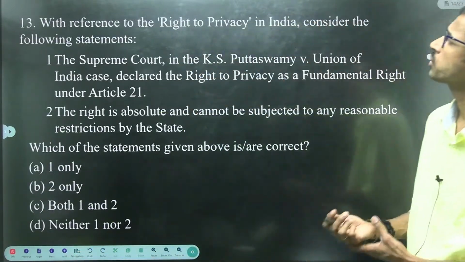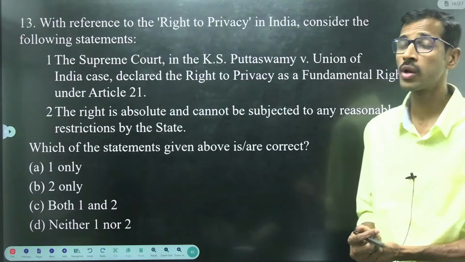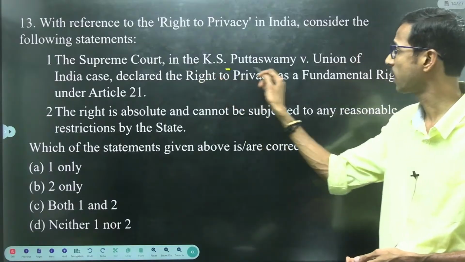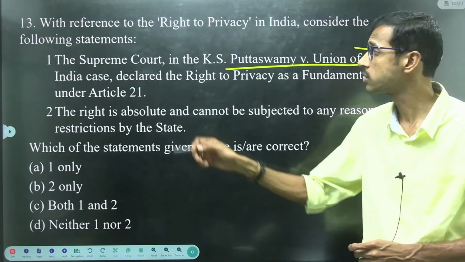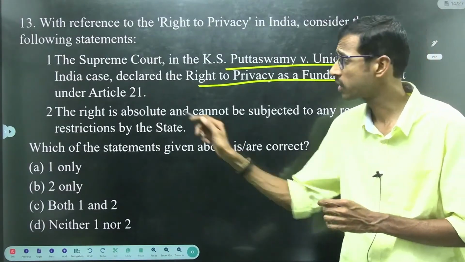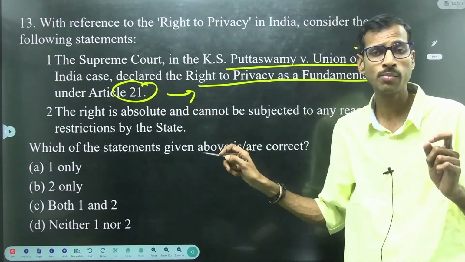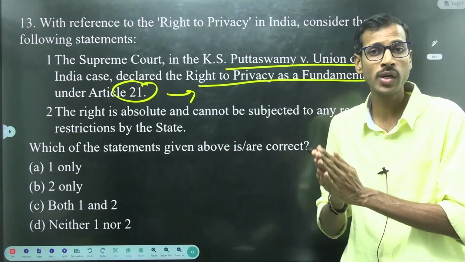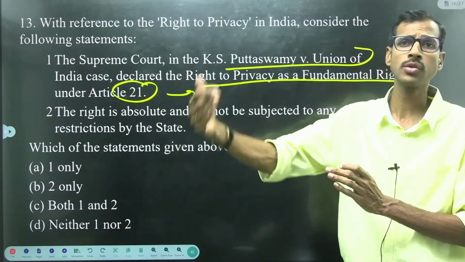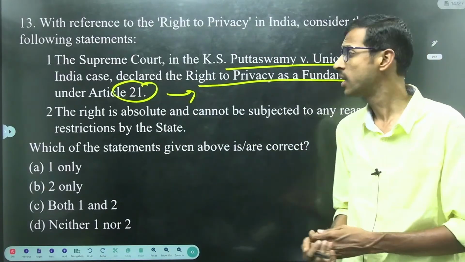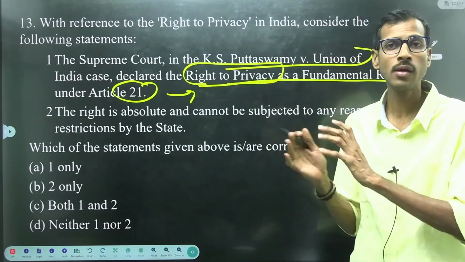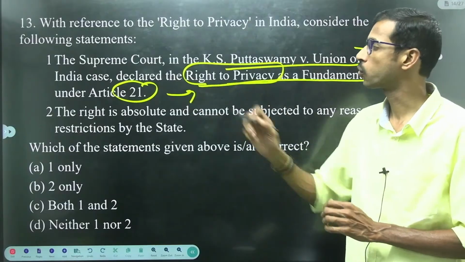So next, with reference to the right to privacy in India, consider the following statements. Very, very important. In the case Puttaswamy versus Union of India, the Supreme Court declared the right to privacy as a fundamental right under Article 21. What is Article 21 here? The right to life and personal liberty. So many rights were included here and are being included day by day, right? In future also they can include many, depending on the situation. So the right to privacy is also included under this particular Article 21.